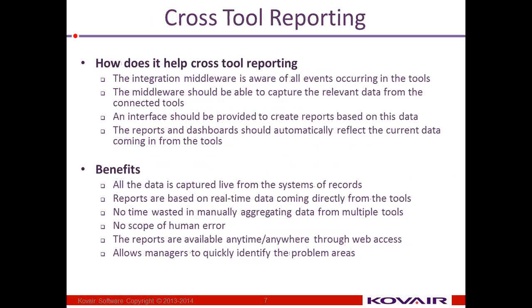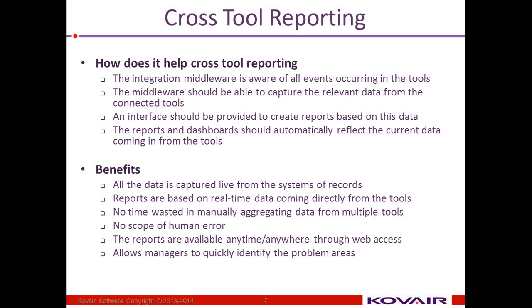Next, we come to cross-tool reporting. How does an integrated ALM, or an ESB, or a middleware solve your cross-tool reporting problems? First and foremost, the integration middleware is aware of all the events that are occurring in the tools. Whenever a requirement is modified, a new test case is added, or a new code file is delivered by the developer, all these events pass through the middleware. And people are aware of what is happening in which tool. When you are creating a report, the system should get all this latest information. The middleware should be able to capture the relevant data from the connected tools.